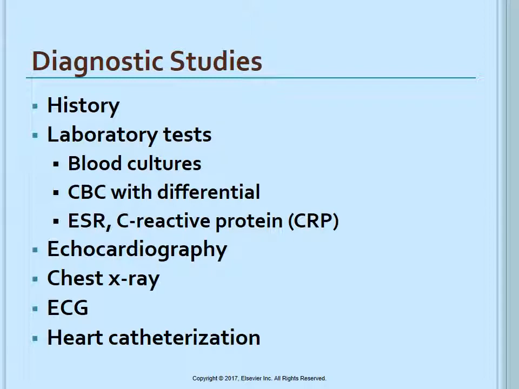A chest x-ray is done to detect cardiomegaly, which is an enlarged heart. An electrocardiogram, or ECG, may show first or second degree heart block. Heart block occurs because the heart valves lie close to the conductive tissues, especially the AV node. Heart catheterization may be used to assess valve function and the coronary arteries when surgery is being considered.